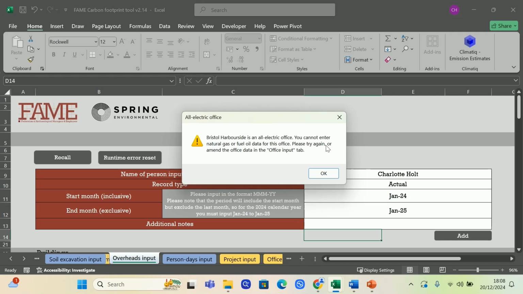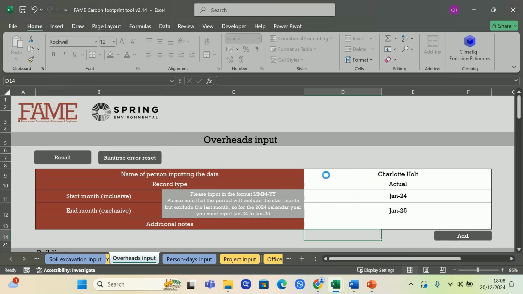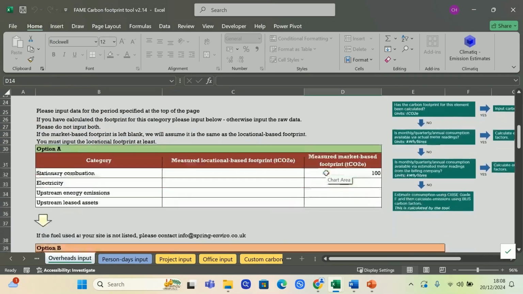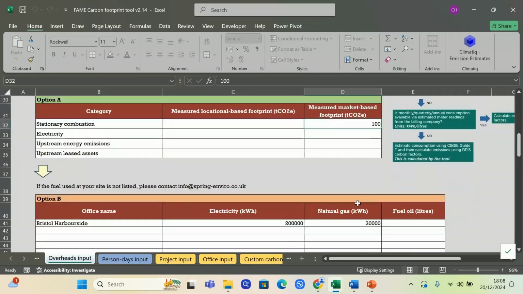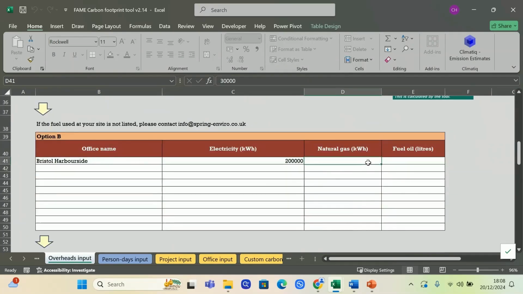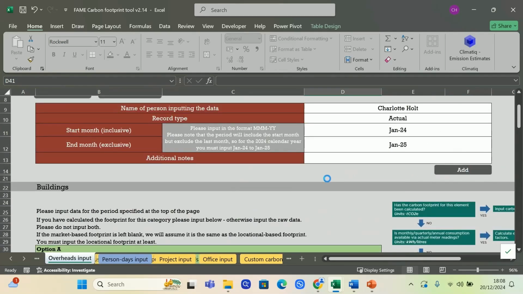And so we have tried to enter natural gas or fuel oil data for this office. If you get this error, then you either need to check whether there is fossil fuel consumption at the office. If there is, then you need to change it in the office input tab. If there isn't, then you need to remove the data that you're trying to input. So let's delete that and we can continue there.